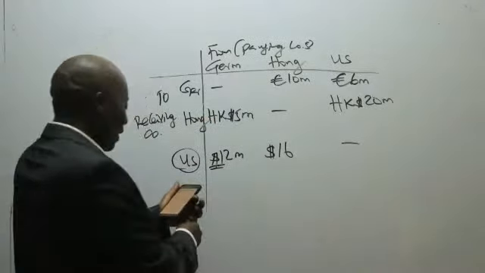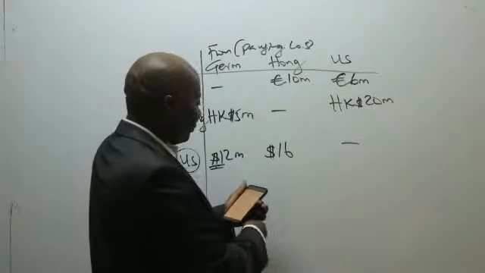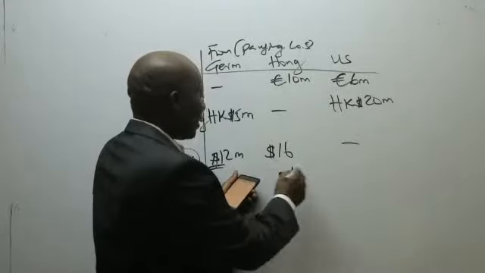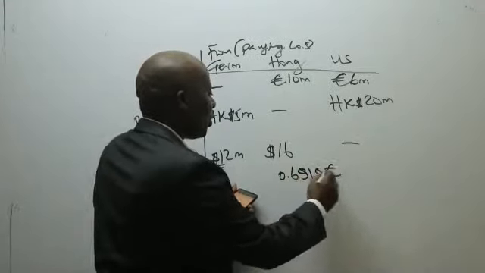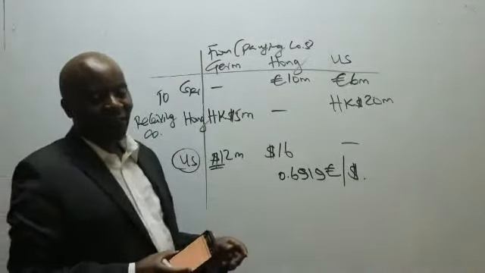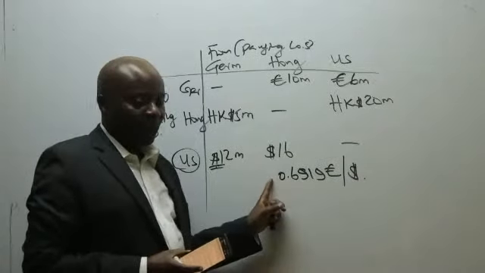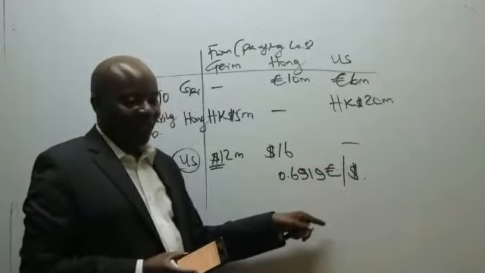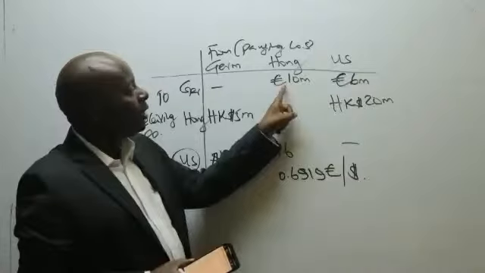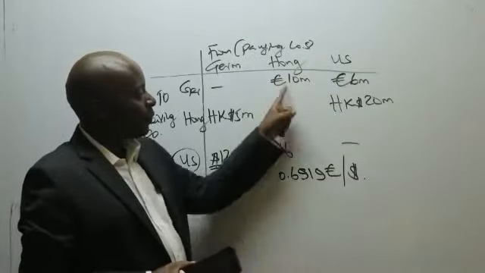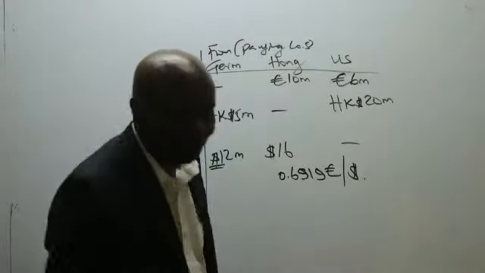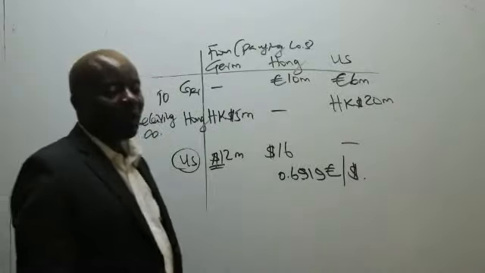Winnie has said the rate you will use for euro to dollar is this one. It is written 0.6919 euro per dollar. Do you see that? Euro per $1. So the question is, when I want to translate this to dollars, should I divide or multiply?